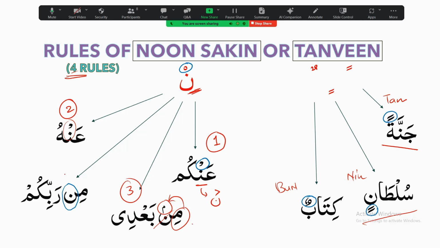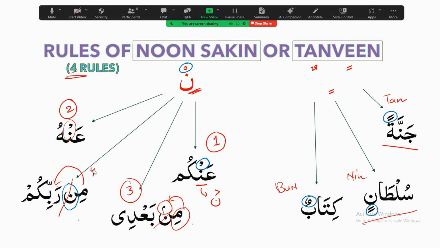Inshallah, we will cover these one by one. The fourth case can be that we just skip the sound and join the sound of the letter that comes before noon sakin to the letter that comes after it. We assimilate the sound of the letter before noon sakin into the letter that comes afterwards. So that becomes the fourth case, and we say mir rabbikum, rather than min rabbikum. We will not say min rabbikum, we will say mir rabbikum.